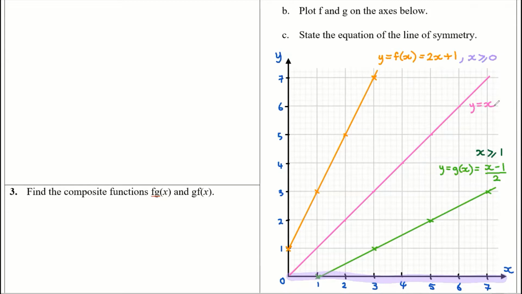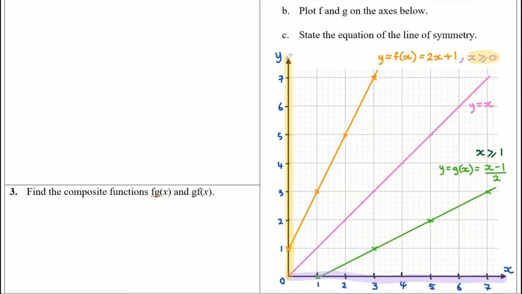Something else to bear in mind as well, we'll get onto this a bit more later on. If you look at the domains that I've just mentioned, x is greater than 0, and then look at the range of values for our function g here, you can see g is defined for all y values greater than or equal to 0 because it starts on the x-axis. So they seem to have a swap. So there seems to be a relationship between the domain of f and the range of g.